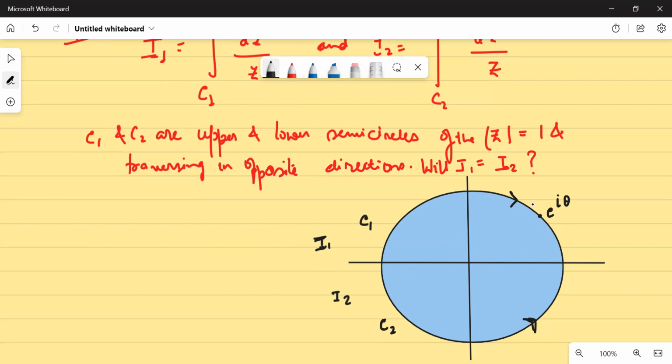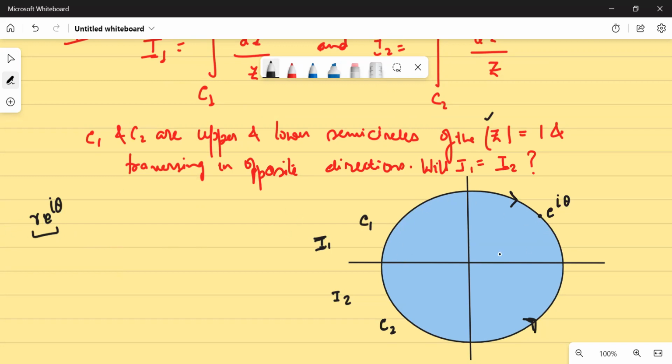Is that understandable? क्योंकि देखो सर्कल के ऊपर कोई भी कोऑर्डिनेट कोई भी पॉइंट कैसे रिप्रेजेंट किया जा सकता है, r e की power iota theta. And you can see that here it is a unit circle. So r is equal to 1. Yes or no? So if I integrate over C1, I will get what?